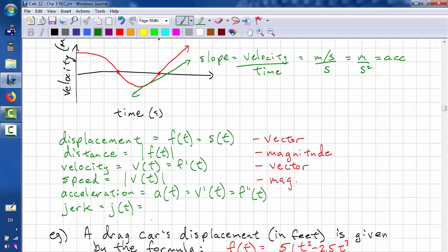And here's one that you probably haven't heard of. The change of acceleration is called the jerk. So we have a prime of t, or v double prime of t, or f triple prime of t. If you're going to use Leibniz notation, this is d squared f over dt squared. This is d cubed f over dt cubed. So you have to put it in this order. That's just the notation.